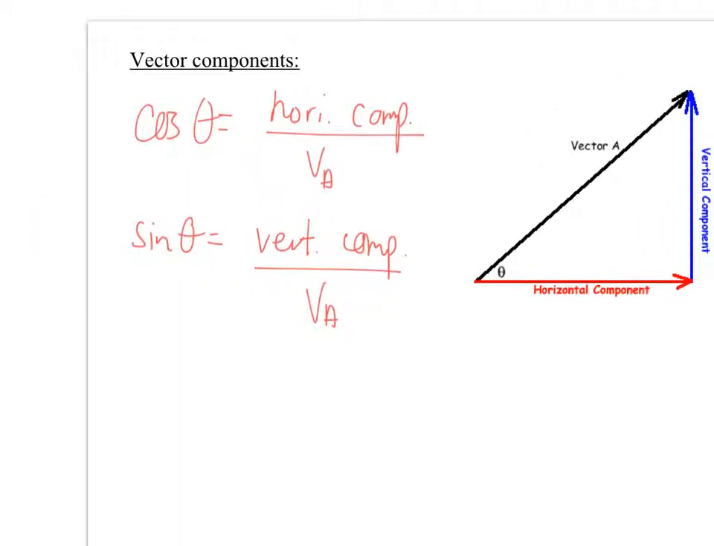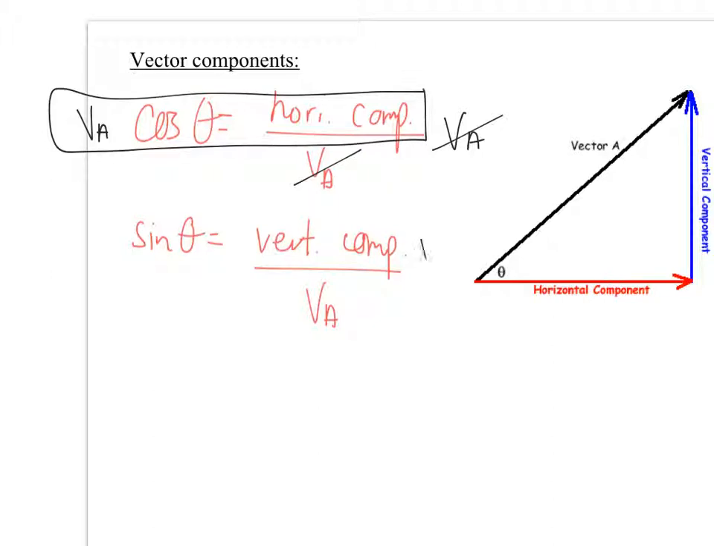Let's move this over so we can see. So multiply by vector A here and here. Those cancel, so the horizontal component is this. And multiply by vector A here and over here. Cancel, cancel. So here's the vertical component.